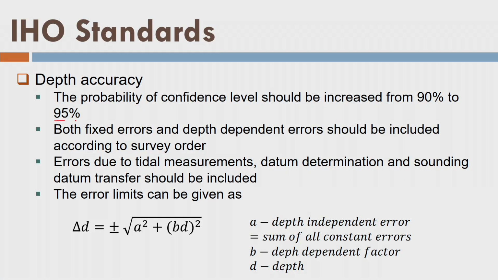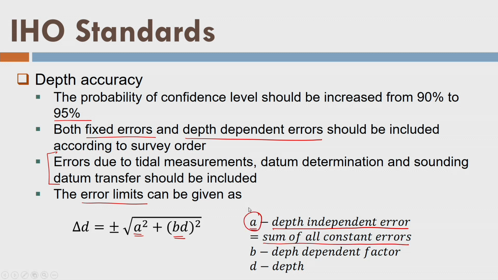Fine. Now, one more thing is there, that is the depth accuracy. We just talked about the position accuracy. Now, we are talking about the depth accuracy. Again, we have defined the 95% confidence interval level, and both fixed errors, that is constant errors, and depth dependent errors should be included here. So, all these errors have to be included, and finally, how to determine the accuracy? It is the square root of a squared plus (b into d) whole squared, where a is the depth independent or constant error. So, if I make the sum of all the constant errors, that is equal to a here, and b is the depth dependent error. d is my depth.